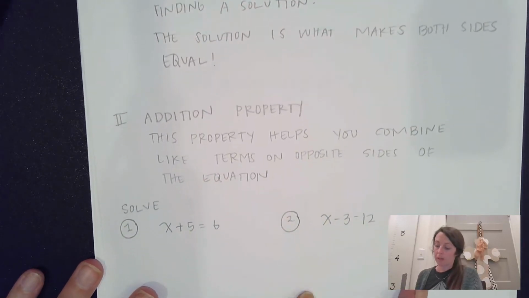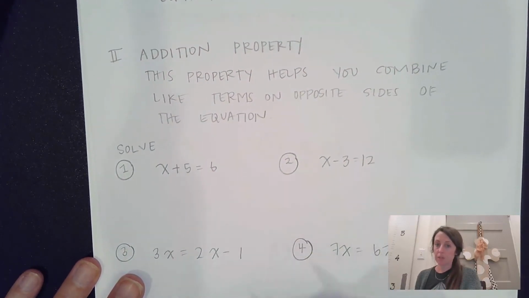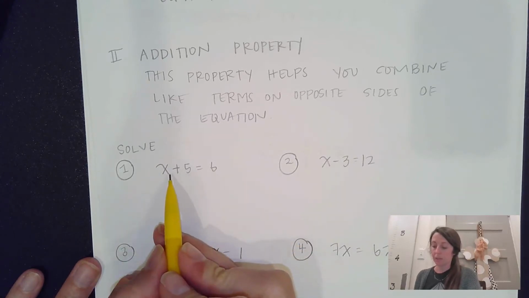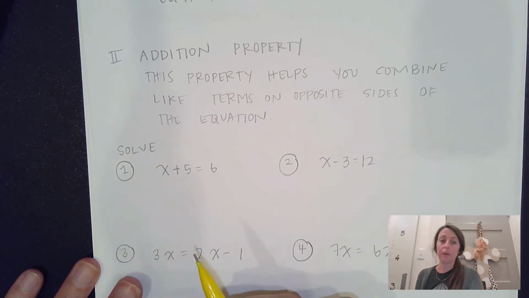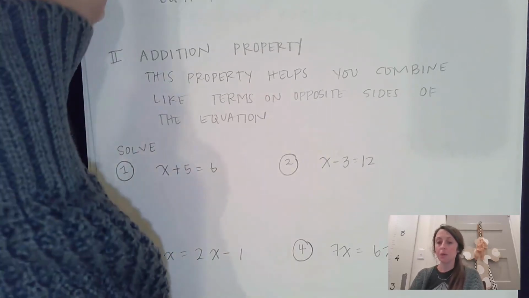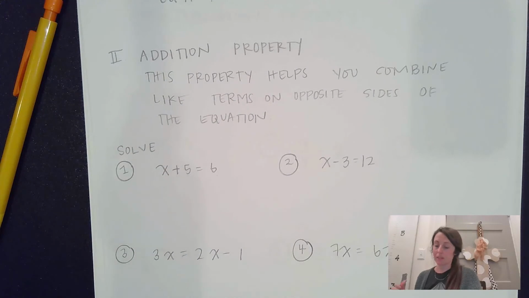So let's look at this first one. This first one says x plus 5 is equal to 6. If I wanted to solve for x, I know that it's going to be 1, right? Because 1 plus 5 gives me a 6. Well, how do I solve this? They're not always going to be this easy, right?